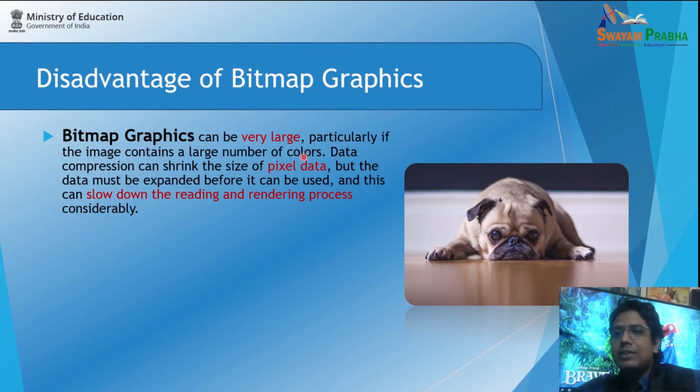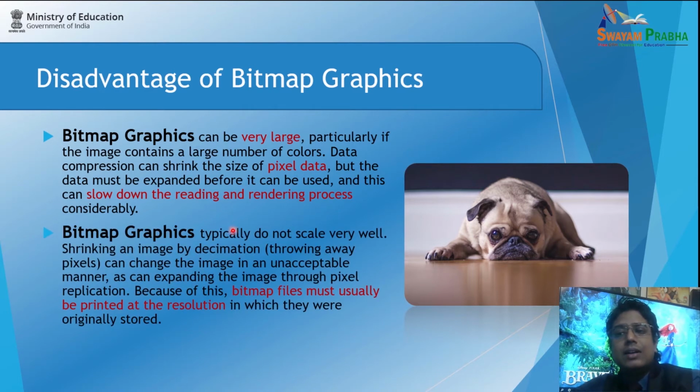So here I had mentioned, particularly if the image contains a large number of colors, data compression can shrink the file size due to the pixel data, but the data must be expanded before it can be used, and this can slow down the reading and rendering process considerably, because whenever you are working with a large number of pixels, definitely rendering will take more time, right?